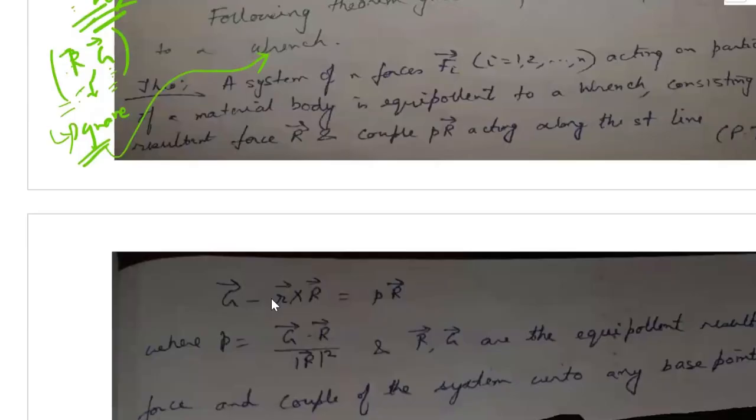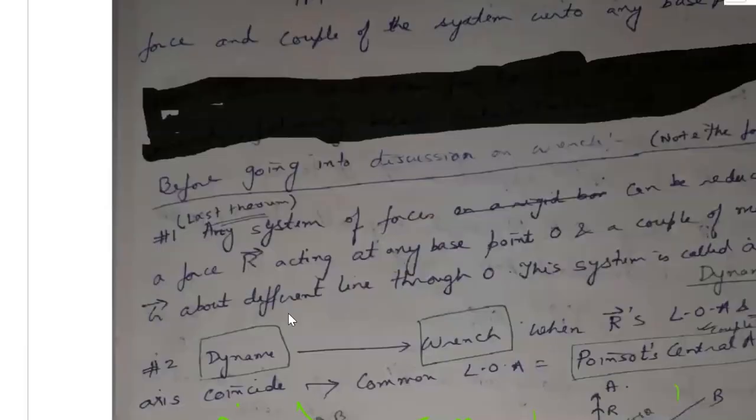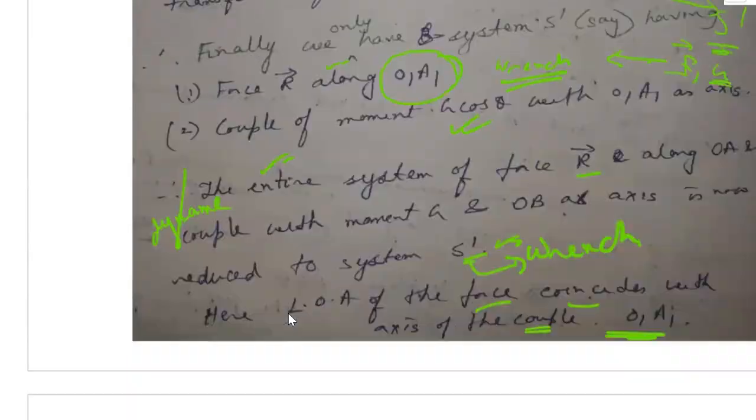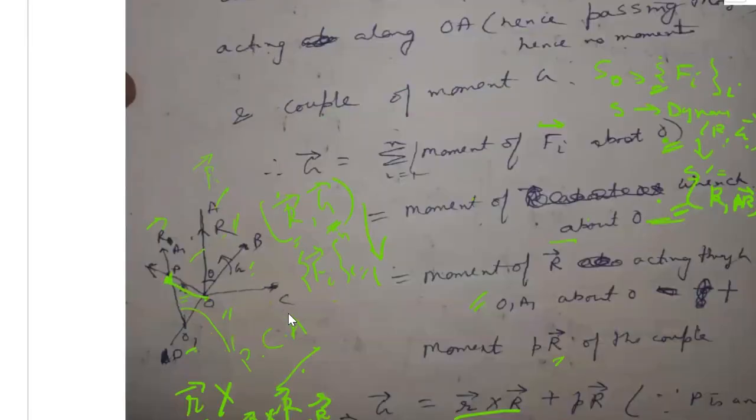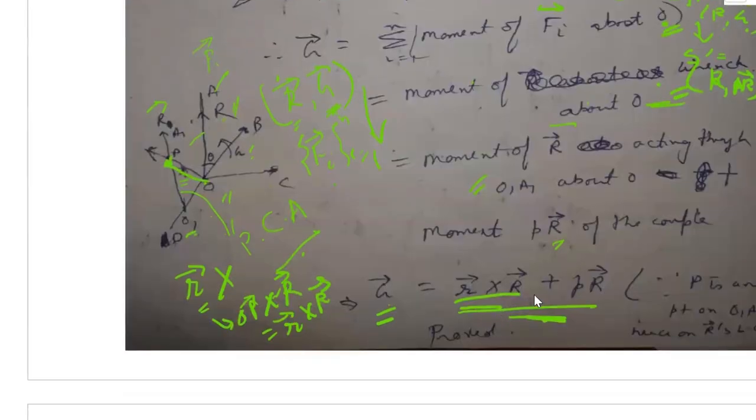So as I said, involving R, I will be forming an equation. So here I am getting an equation. This one is giving us the equation: G equals R cross capital R plus PR.